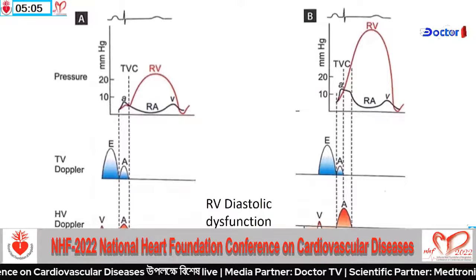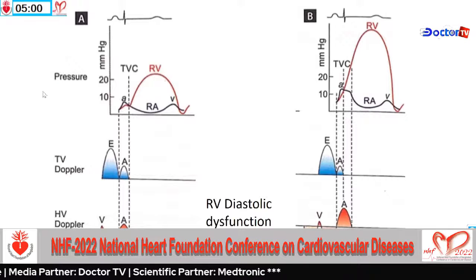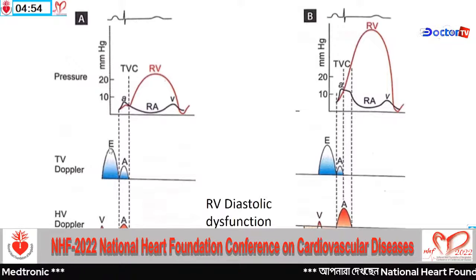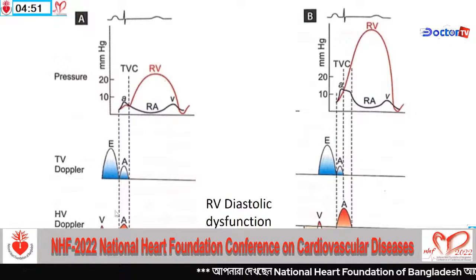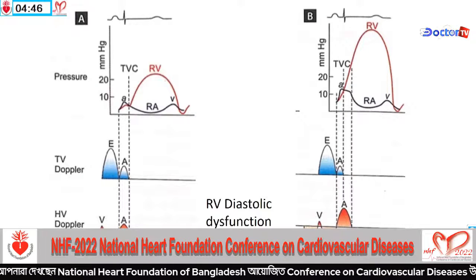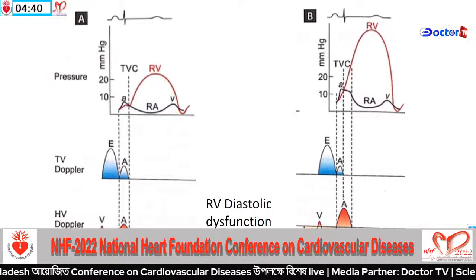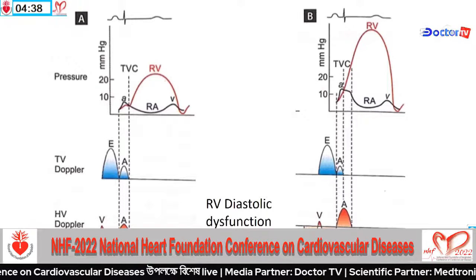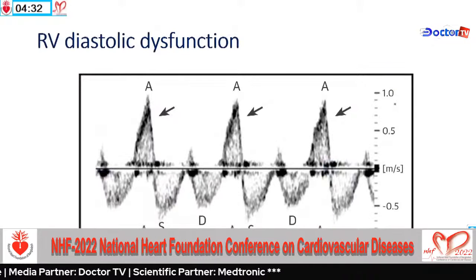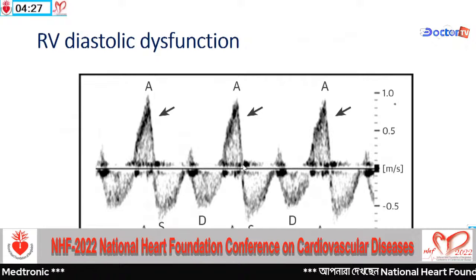One of the important things is diastolic function of the right ventricle. In case of diastole, the atria usually contract vigorously, forcefully. In normal people, the tricuspid valve A wave and hepatic vein A wave are almost similar in duration and contour. In case of diastolic dysfunction of the RV, the atria contract vigorously, so the A wave becomes larger and longer in duration. By this, you can identify the right ventricular diastolic dysfunction. This is one of the features of right ventricular diastolic dysfunction, with prominent A wave and greater AR duration.